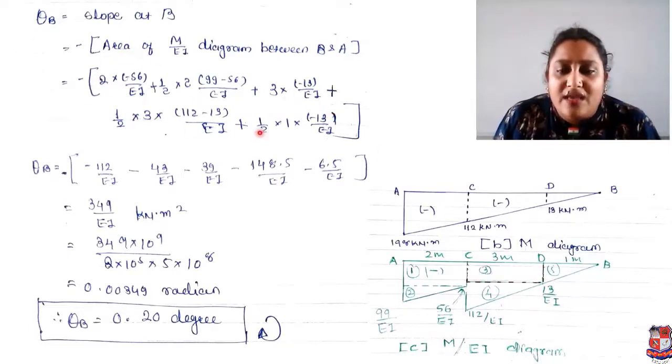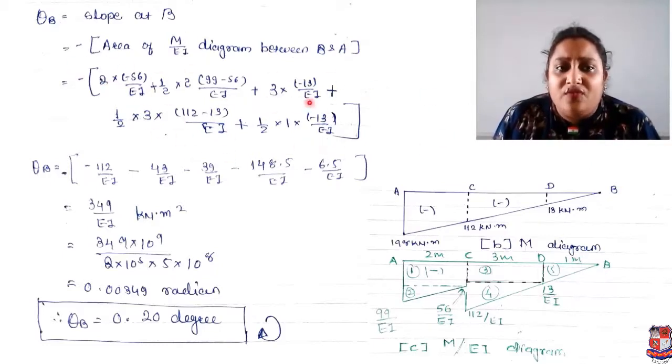All these are the areas of all the shapes, so no need to worry or be confused over here. If you compare all these values with the shape, they are the areas of all these shapes. So 2 into 56 upon EI, plus 1 half into 2 into 99 minus 56 upon EI, plus 3 into 13 upon EI, plus 1 half into 3 into 112 minus 13 upon EI, plus 1 half into 1 into 13 upon EI. All the areas of the M upon EI diagrams we considered over here.